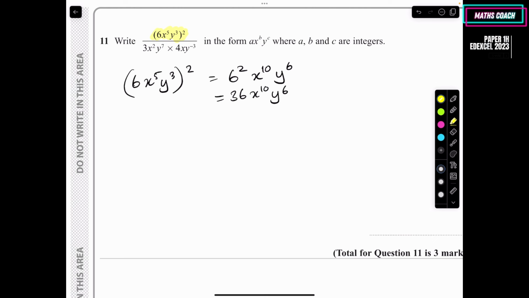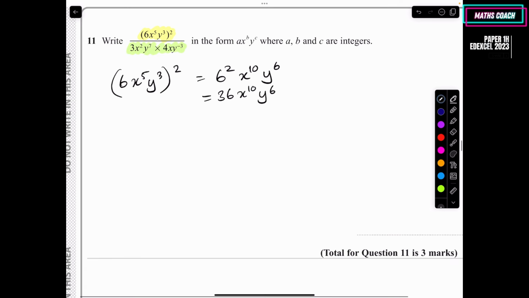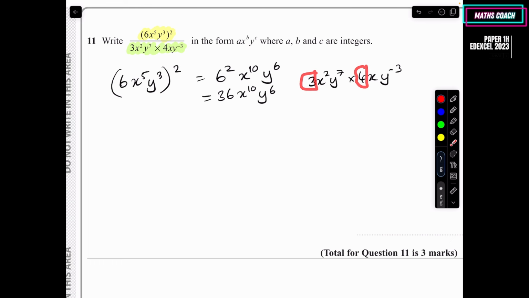Now if we do the same thing to the bottom, all right, let's highlight that. So on the bottom, let's write it here. So 3x squared, y to the 7 times 4x, y to the minus 3. All right, what happens here? Well, the 3 and the 4, we can just multiply them. That gives us 12. And then we've got x squared and x to the power of 1. There is a 1 there. It's not written. We don't need to write a 1 in algebra, but there's a 1 there.